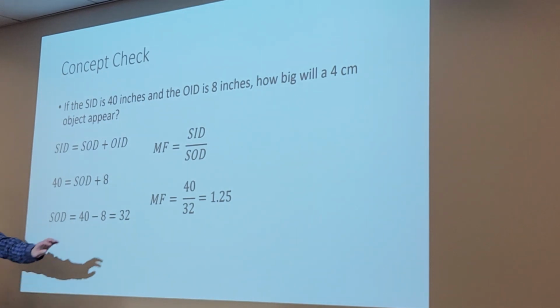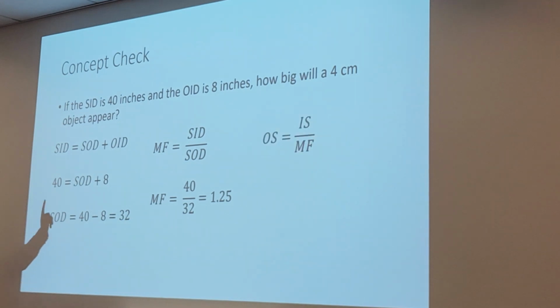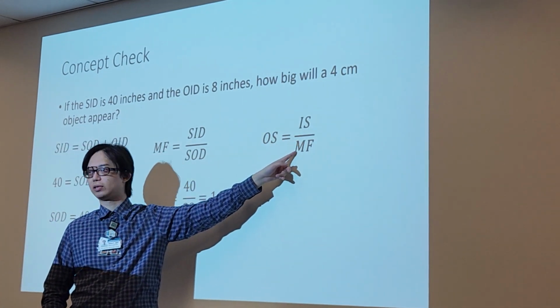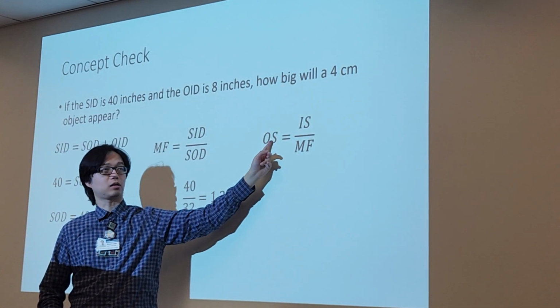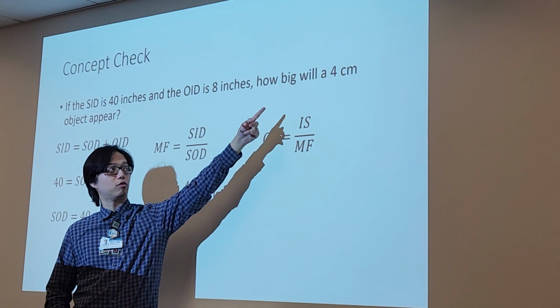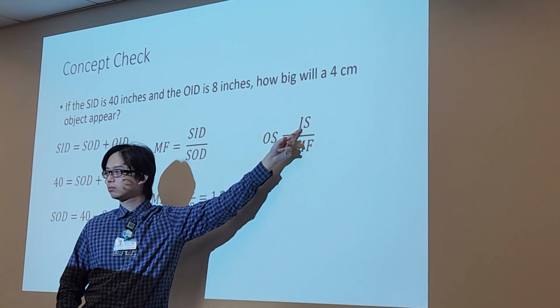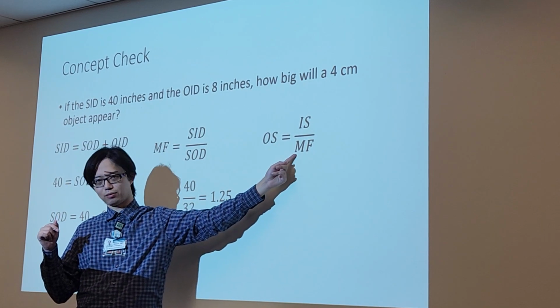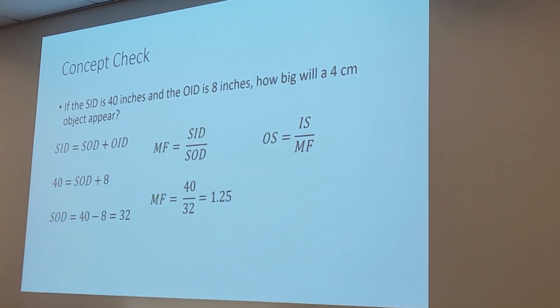So magnification factor has no units. SID and SOD would have units of inches. And now the final equation that we need: object size is image size over magnification factor. So what is the object size? What is the image size? 4. And what is MF? 1.25. Very good.